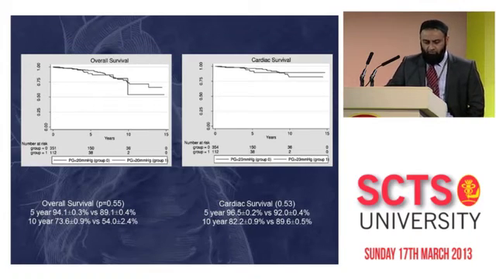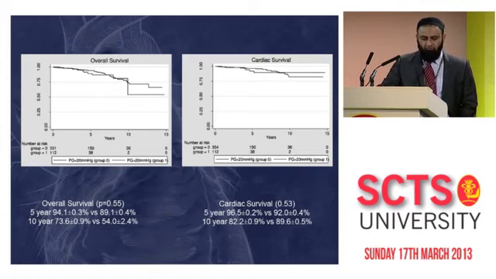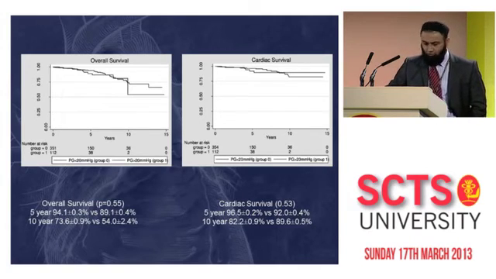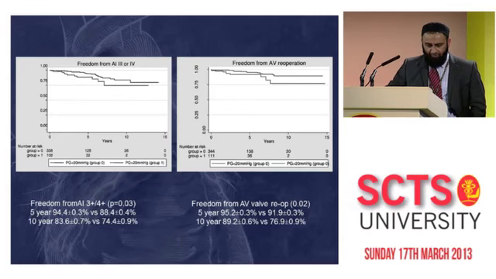So looking at the Kaplan-Meier analysis, we find there was no significant difference in terms of overall as well as cardiac survival between the 2 groups. However, the freedom from severe aortic regurgitation as well as the freedom from aortic valve reoperation was significantly better in the group which had a peak gradient of less than 20 millimeters of mercury at the time of discharge after aortic valve repair.